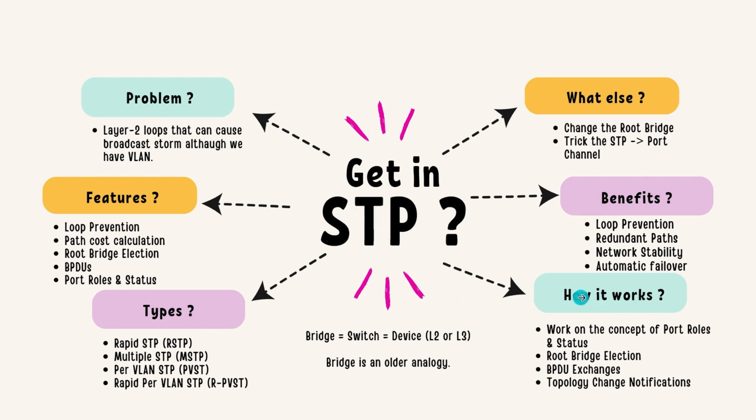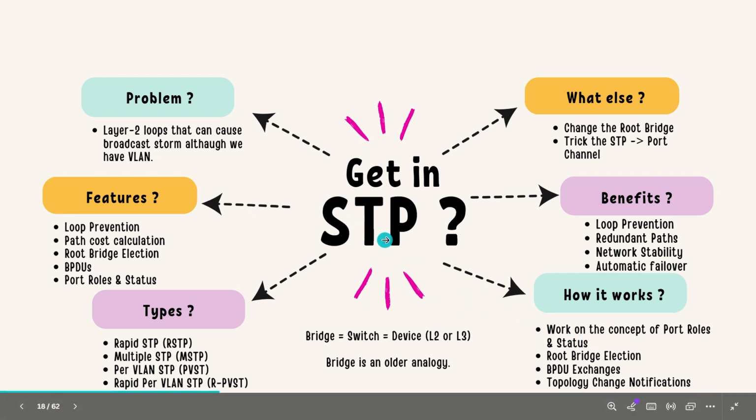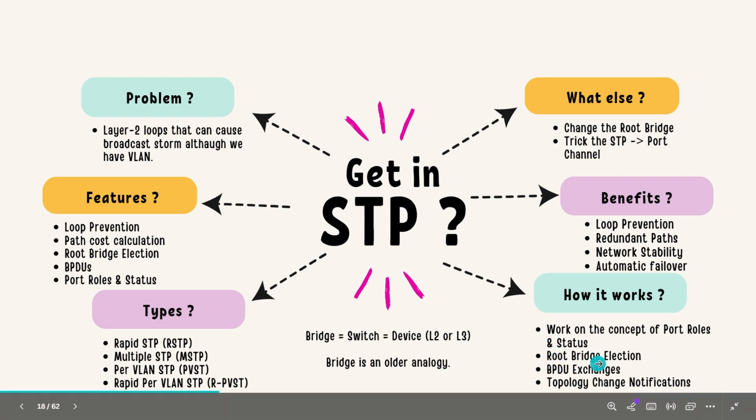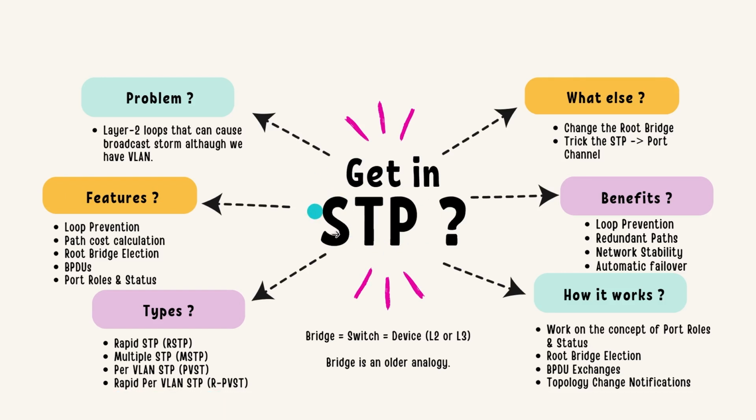So how it works is on the concept of port roles and port statuses. There are certain port roles that are defined in STP, and there is something called the root bridge. STP selects the root bridge, and on the basis of that root bridge and how all the switches are connected to it, they exchange something called BPDUs, and then they assign port roles and port statuses to the topology in such a way that it avoids layer 2 loops.